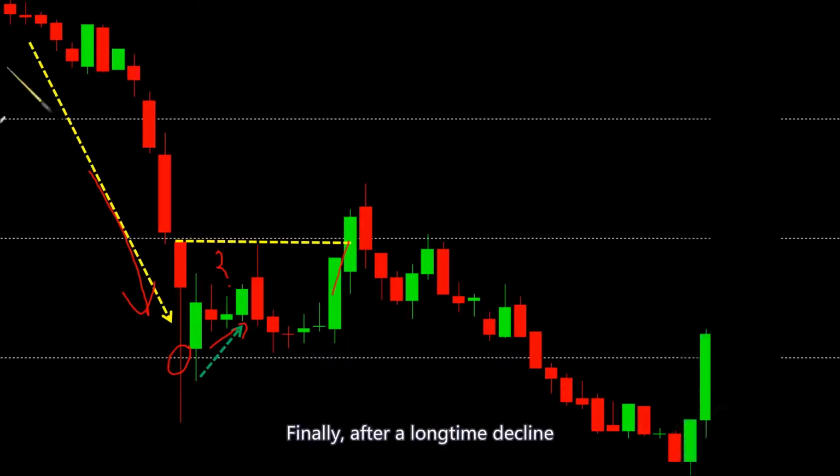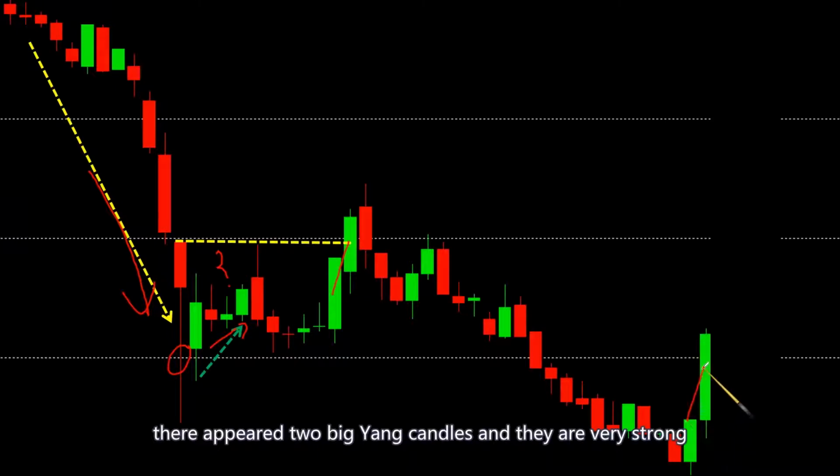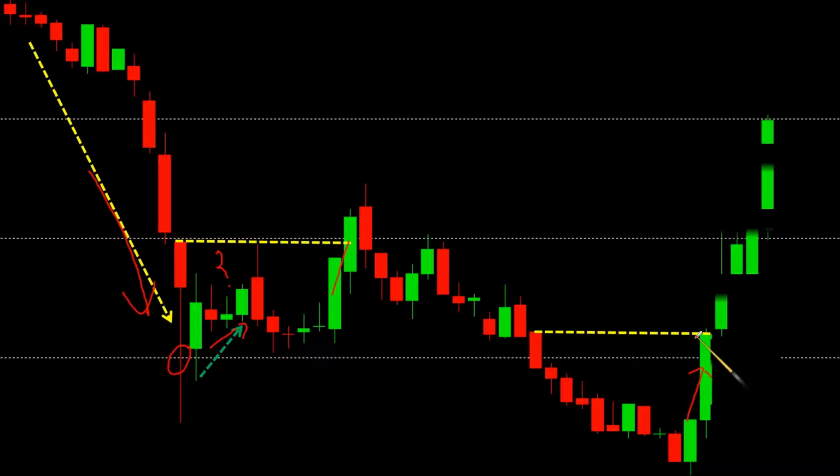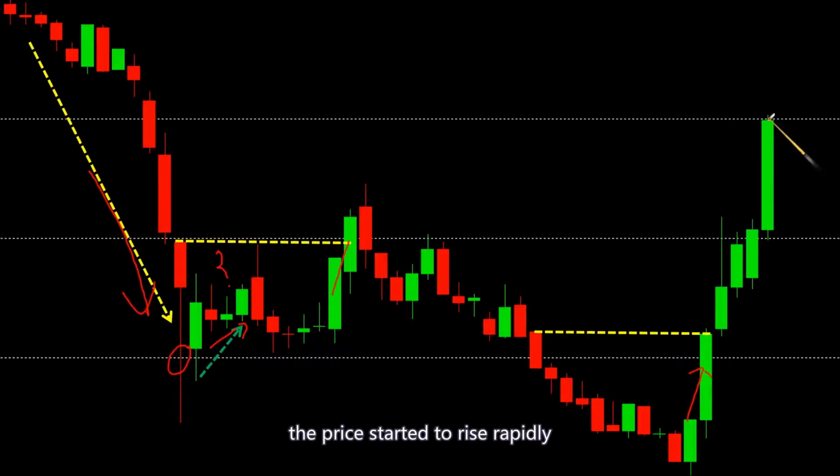Finally, after a long decline, there appeared 2 big yang candles, and they are very strong. Can common sense work this time? Oh no, we cannot judge by common sense anymore. Why? The previous 2 failures made us hesitate, not daring to buy anymore. But when you hesitated, the price started to rise rapidly. Are you happy? No, because you didn't buy this time.